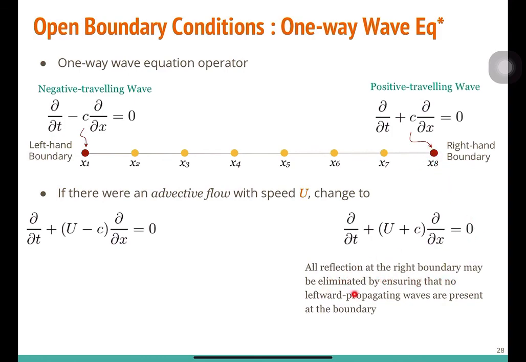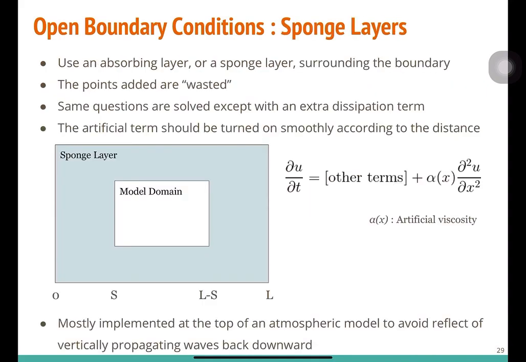All the reflection in the right boundary may be eliminated by ensuring that no leftward propagating waves are present at the boundary. So we are setting the leftward propagation waves to 0. So that's why when we are setting it, there's nothing going to the left side in here. And then similarly, if we do the same for this, in theory, your signal will be just going like this, okay?